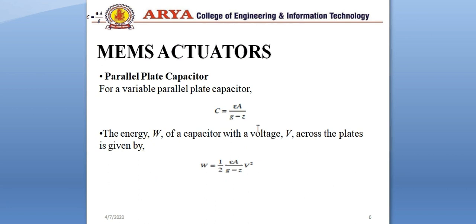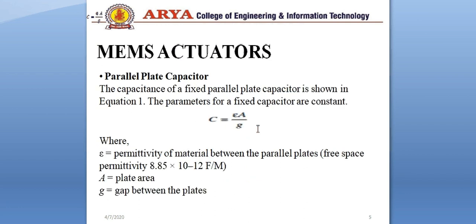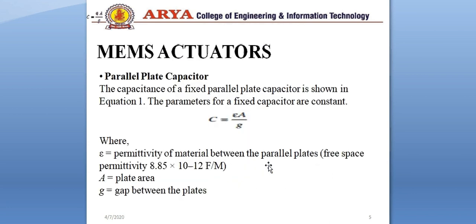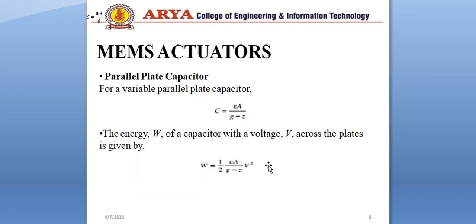And now if we discuss the energy W with respect to the voltage across the plates, as there is a voltage induced between the plates, there will be some work done, there will be some energy. So that energy W can be defined by the formula half epsilon A over G minus Z times V squared, where V is the voltage across them.